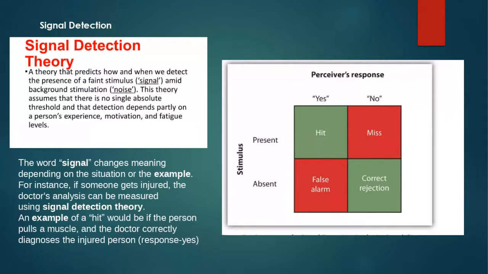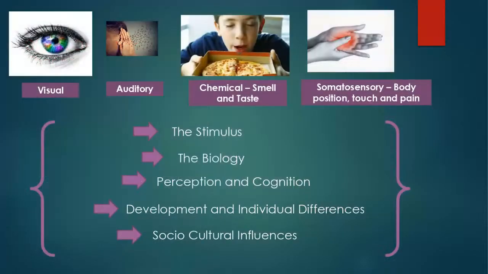So that's signal detection. In terms of the way the book and the chapter are structured, it focuses on four different areas. It focuses on the visual, which is our eye, how we see things. It focuses on the auditory, which is how we hear things. It focuses on the sense of smell and taste, which is our chemical senses. And it also focuses on the somatosensory, which is our body position, touch, pain, and also temperature. So the book focuses on those four individual areas.